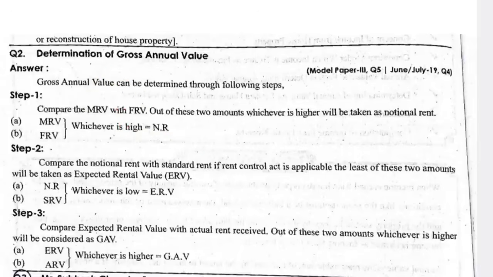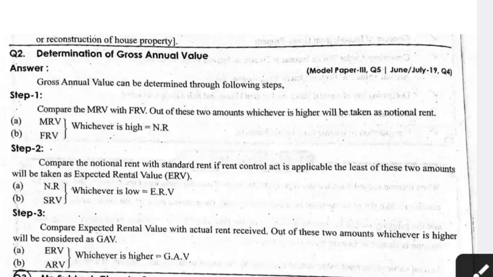In the second step, we take notional rent as well as SRV. SRV stands for standard rental value. Out of these two, whichever is the lowest you are having, we will call it the ERV. ERV is nothing but expected rental value.